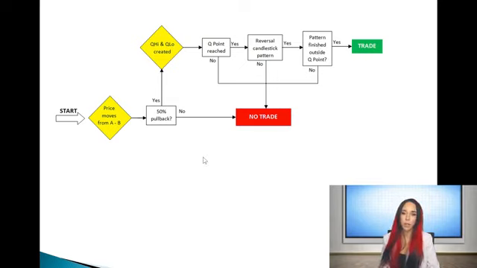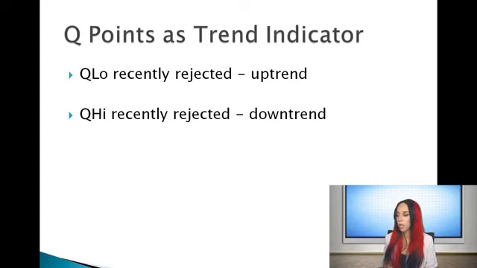Now that we've had this Q points revision, let's see how you would use them for trend direction. Now, for the purposes of reading which direction you need to base your trades on, this is where it all gets much simpler. So this is the new part, the upgraded part for 2019, something that has evolved from our own traders over the last few years. To read Q points as a trend indicator, your conditions are: Q low recently rejected would mean an uptrend. Q high recently rejected would mean a downtrend.